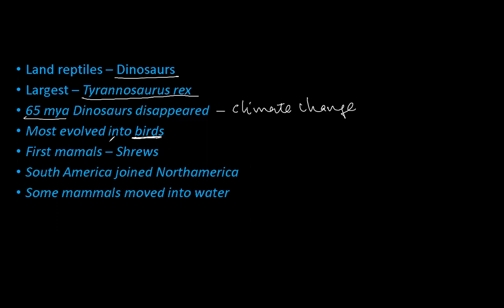And from those reptiles, some became the most primitive mammals, known as shrews. They might have appeared in South America. Later, South America joined with North America, and the fauna got mixed up. And some mammals started living in water, like whales. It was a land animal which started living in water. So this is a brief account of evolution which happened in the past.